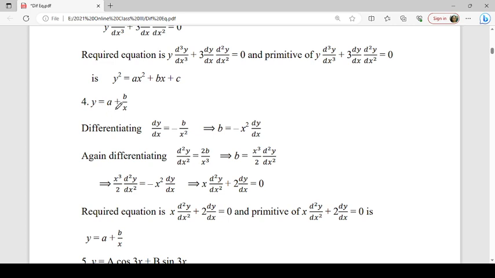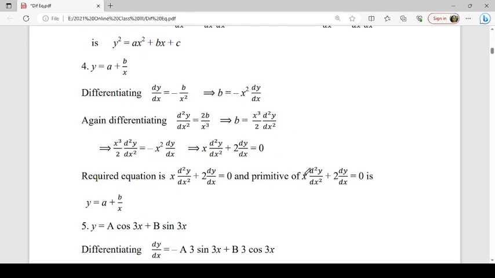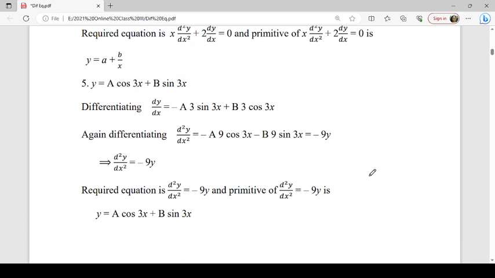Say y is equal to a plus b by x, then differentiate it. We get b expressed as minus x square dy dx. Then also from this, b is x cube by 2 times this one. Then we equate this b and this b, and we have this equation. So this is the way of forming a differential equation.